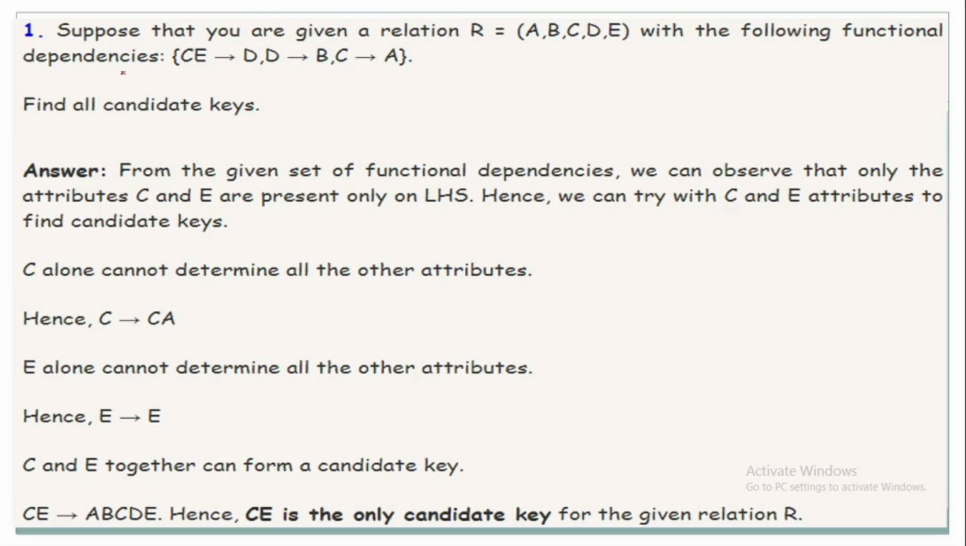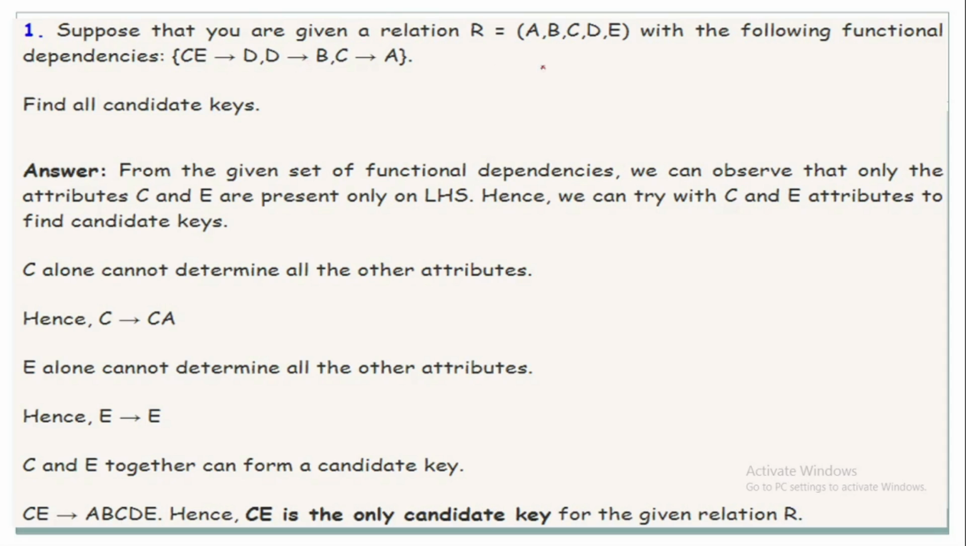First, as you can see here, from the given set of functional dependencies, we can observe that only the attributes C and E are present only on the left hand side. So hence we can try with C and E attributes to find the candidate keys. Yes, C alone cannot determine all the attributes. As you can see here, C determines A, and yes, C, E determines D, and D determines B.